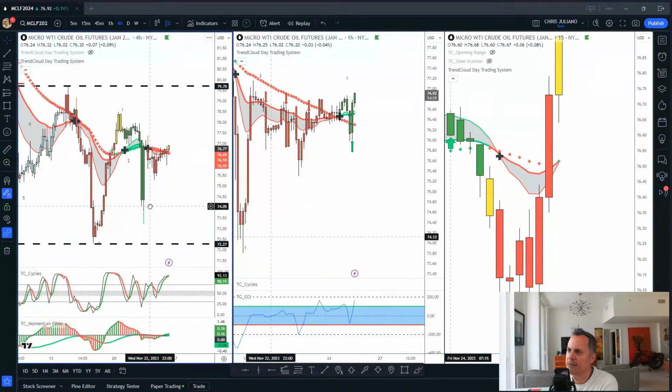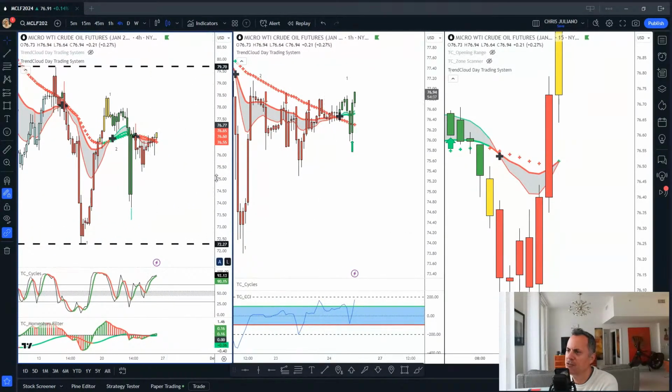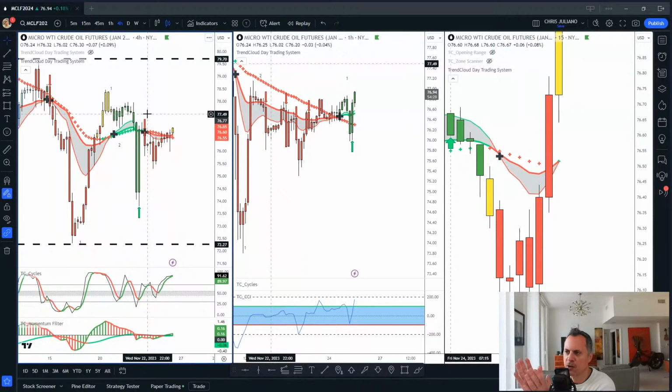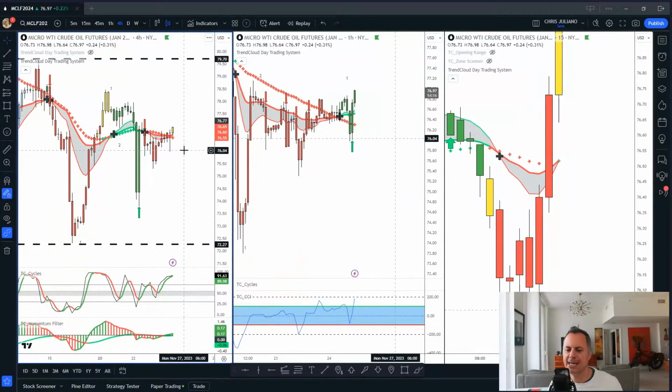Sideways market on that 4-hour. Really can't do anything with that. We really can't do anything with it when you're on the high time frame and you're using a trend following technique like TrendCloud. Signals aren't going to really be as effective in a sideways market.